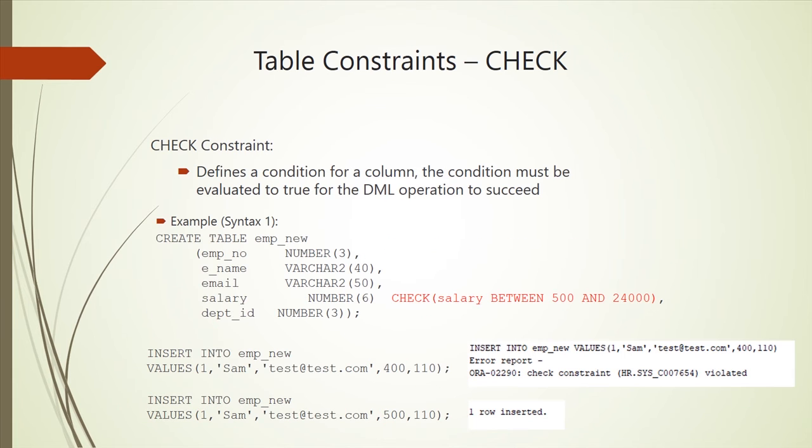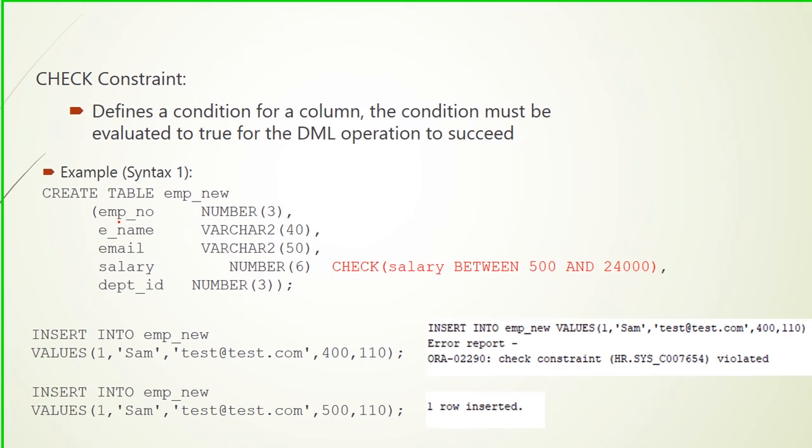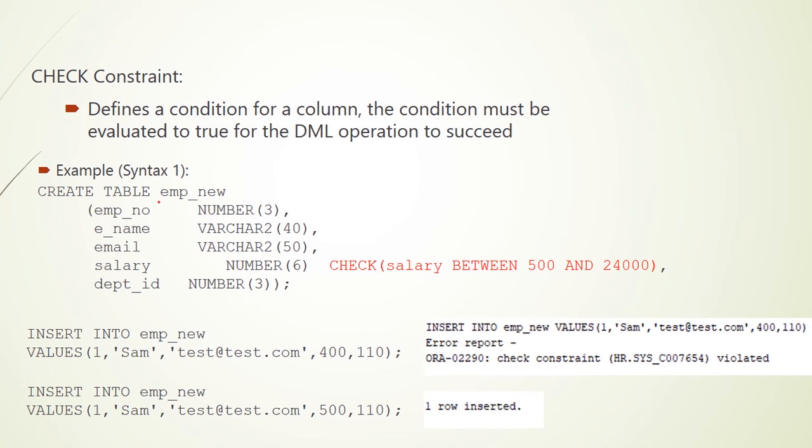The second type of table constraint is check constraint. Check constraint can be used to define a condition for a column. The condition must be evaluated to true for the DML operation to succeed. For example, create table emp_new.